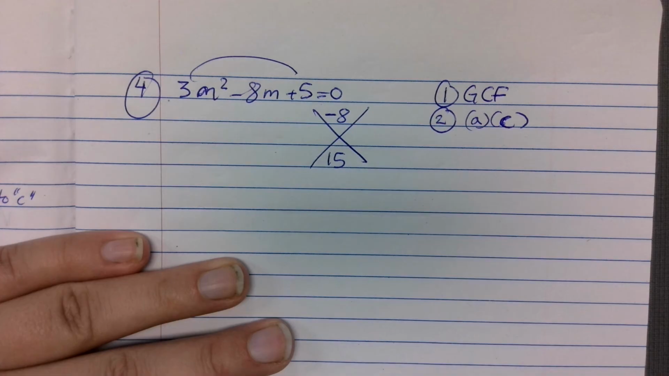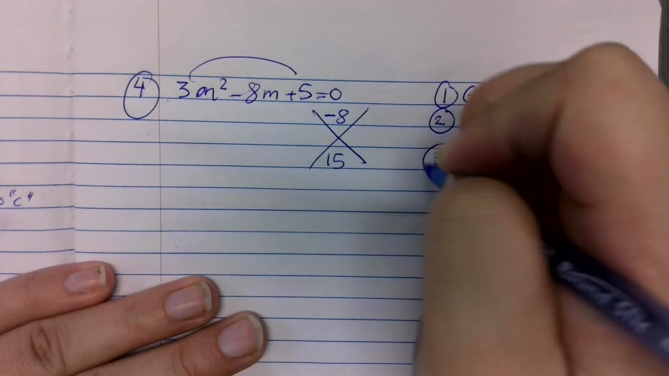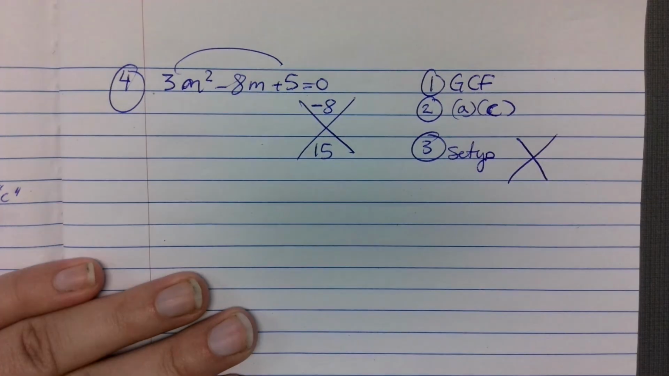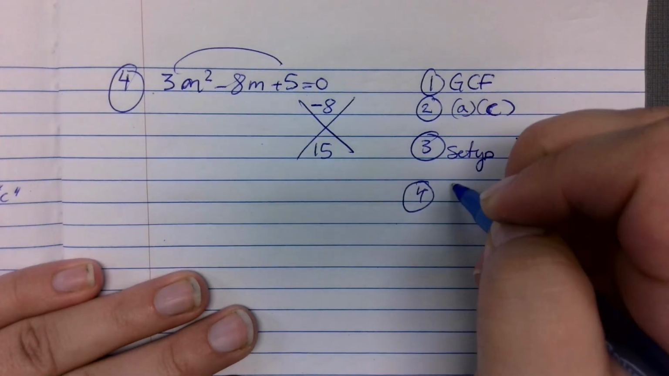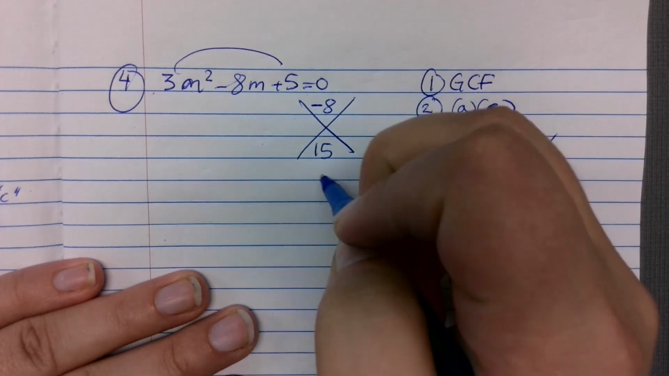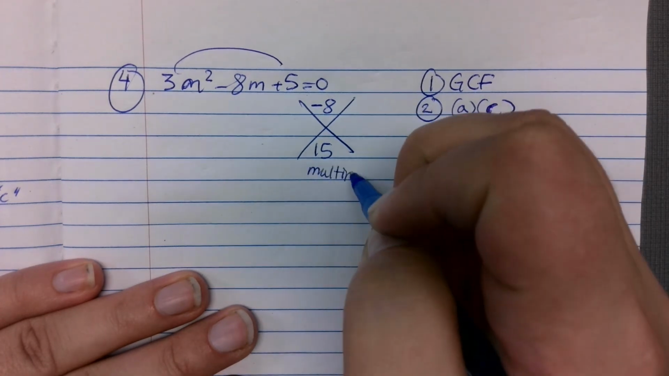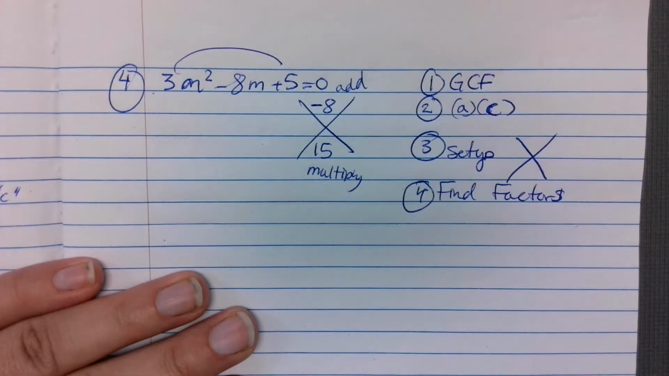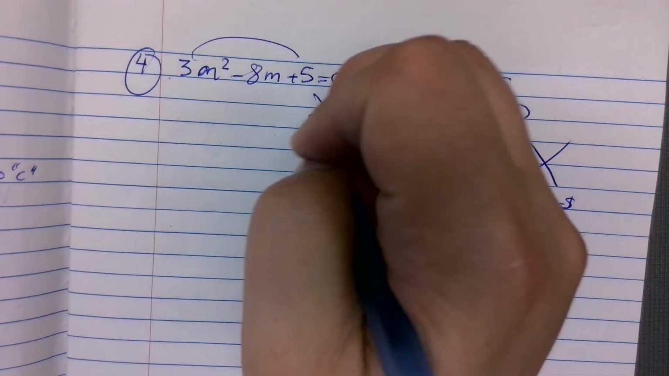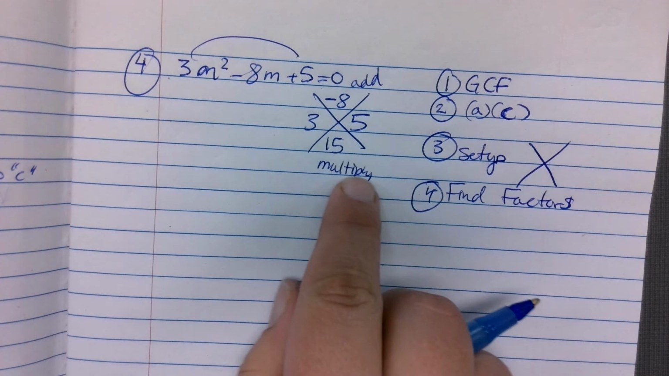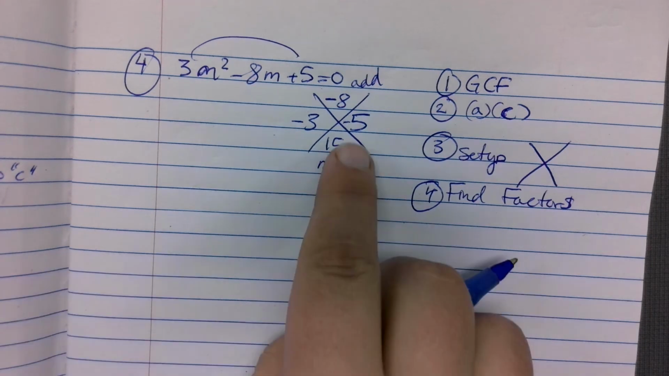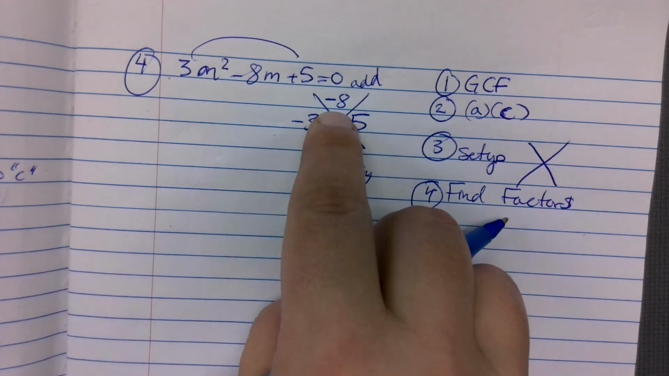Step 3 was set up your big fat X. Step 4, we're going to factor. Find factors. Now, please write down that this is what you need to multiply to, and this is what they have to add to. So 15, I can do 1 and 15, but there's no way for those to add to 8. But 3 and 5, those add to positive 8. Since I want it to be negative, they both have to switch. So those are both negative, add to negative 8, multiply to positive 15.